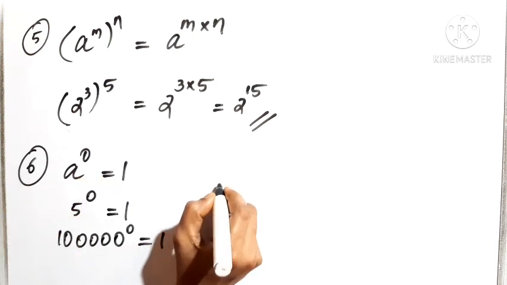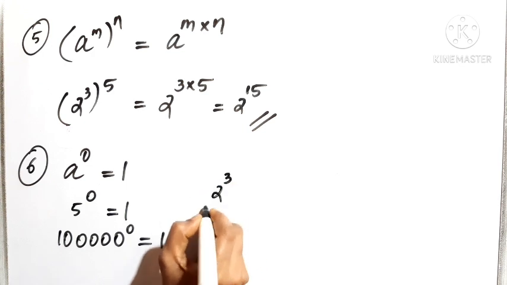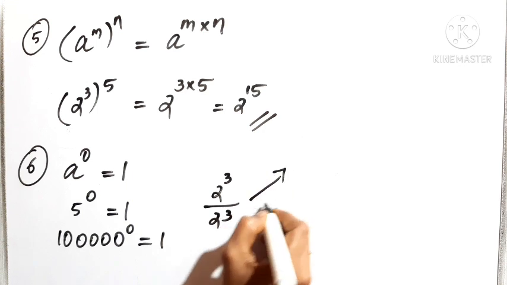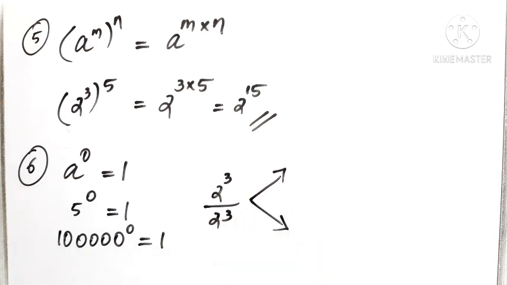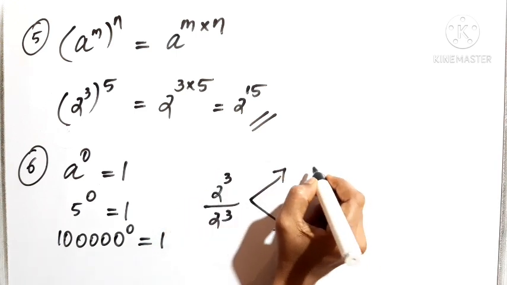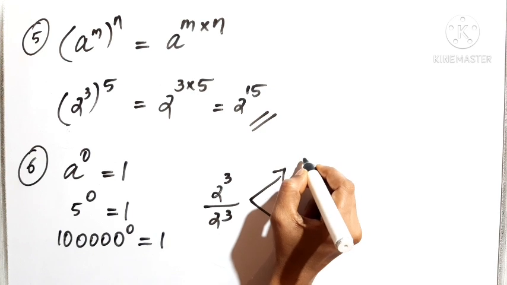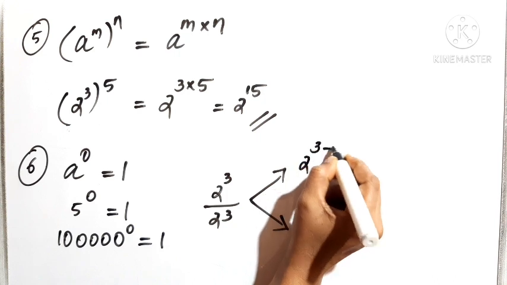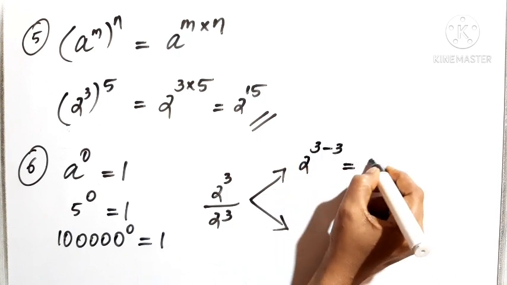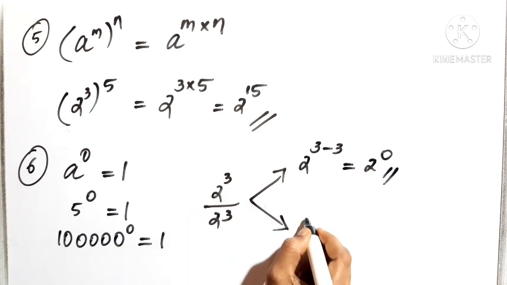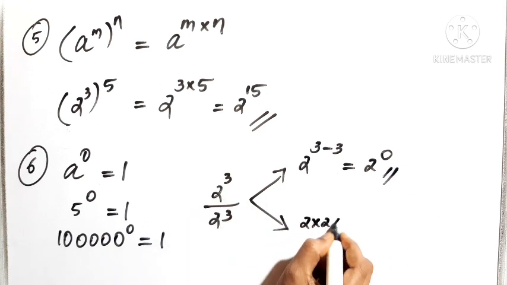For example, 2 raised to 3 divided by 2 raised to 3. Can you simplify? Yes, we have two methods. First we can use here exponential law, a raised to m divided by a raised to n form. We can have here, so 2 raised to 3 by 2 raised to 3 becomes 2 raised to 3 minus 3. Answer 2 raised to 0. Right? Then 2 raised to 3 also equals 2 into 2 into 2. Right?